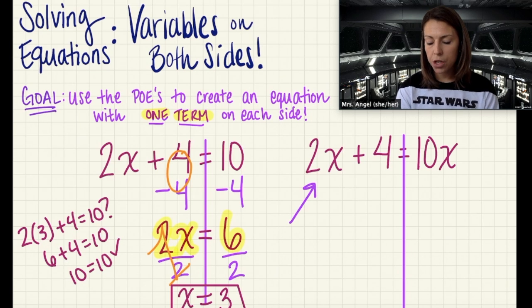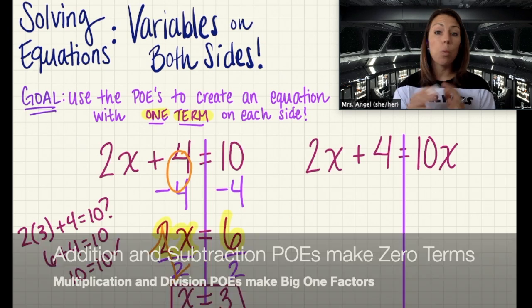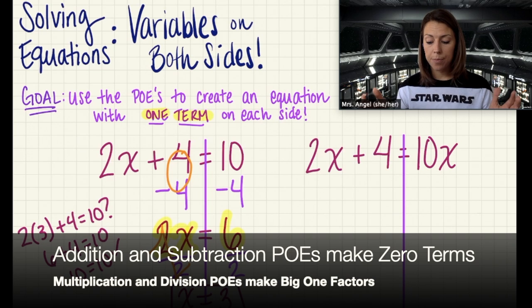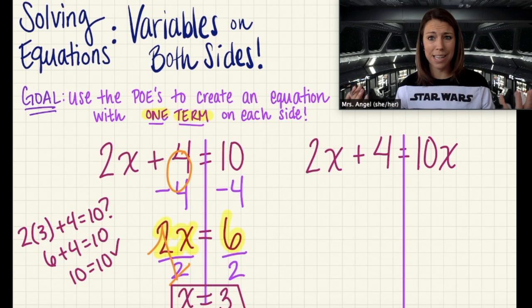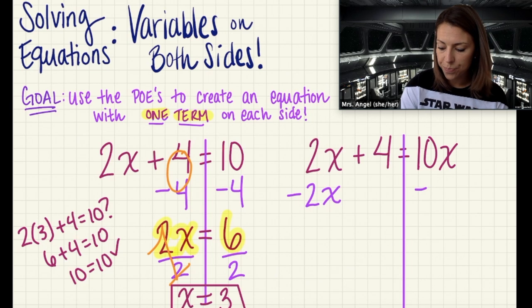We haven't tried creating a 0 term out of the 2x, meaning completely removing that term. Now, division won't do that. Division makes a big 1. In order to do this, we have to use either addition or subtraction. So I don't know about you, but 2x plus 2x definitely doesn't equal 0. I'm going to go ahead and subtract 2x from both sides.